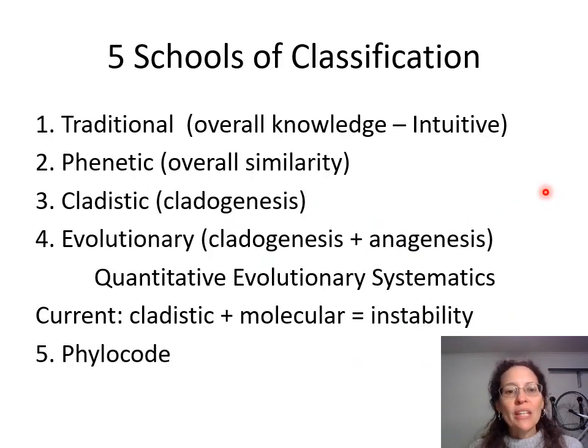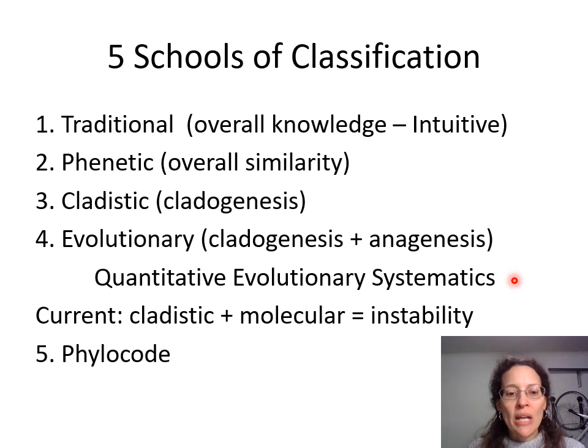We have 5 schools of classification that we talk about. We have our traditional school, which is our kind of intuitive, our overall knowledge, the way things should be grouped together. We have phenetic, which is when we're looking at the overall similarity between the different animals. We have cladistics, so this is using our phylogenies, our cladograms, and how things are related together. And evolutionary. So this is our cladogenesis and anagenesis, that idea of how the different things branch off. And this is our quantitative evolutionary systematics.